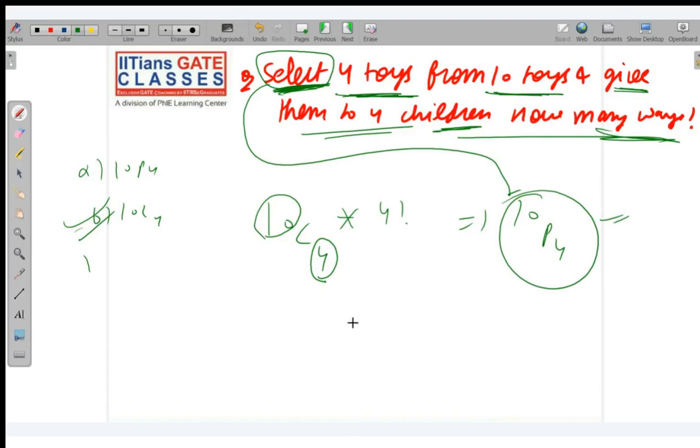I am just breaking the question and solving it step by step. First is select 4 toys from 10 toys. Okay, I have done it. 10c4. So I have selected 4 toys from 10 toys.